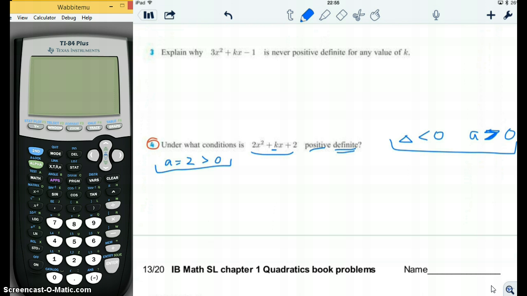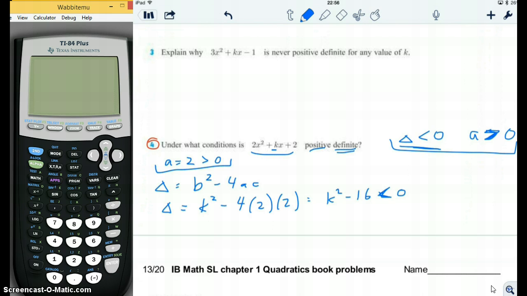Okay. Now we just need to make sure when is the discriminant less than 0. The discriminant, remember, is equal to b squared minus 4ac. B, in this case, is k, and a is 2, and c is 2. So delta is equal to k squared minus 16. And we'll say, okay, when is that less than 0?